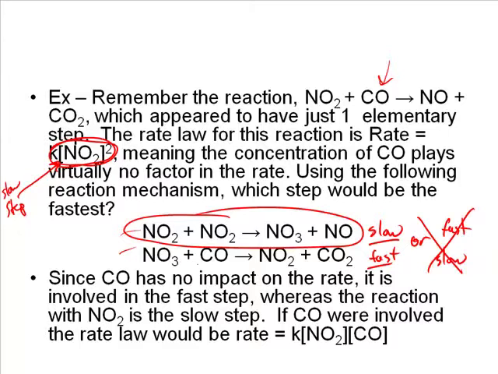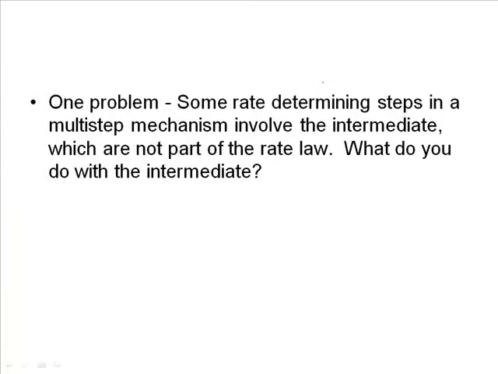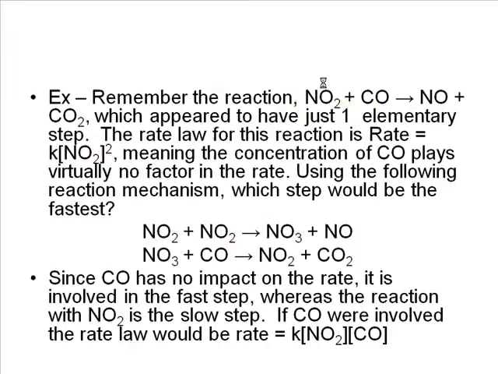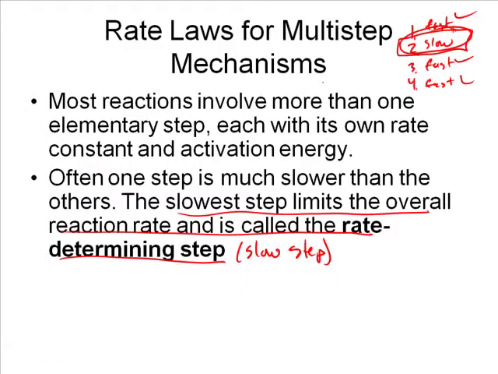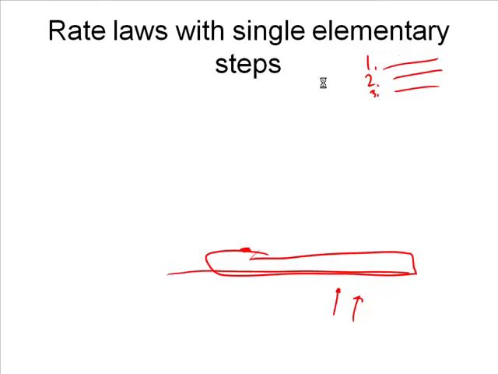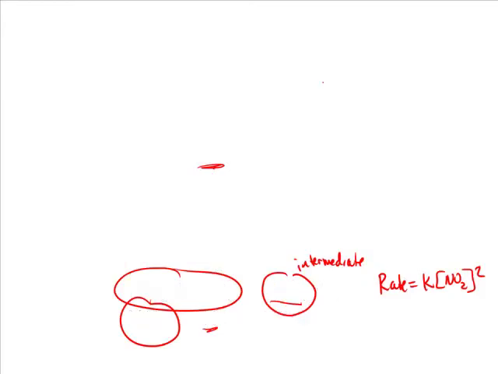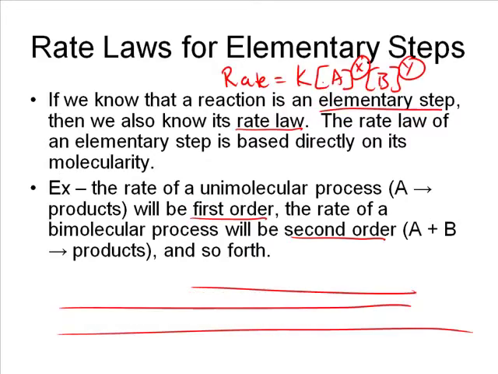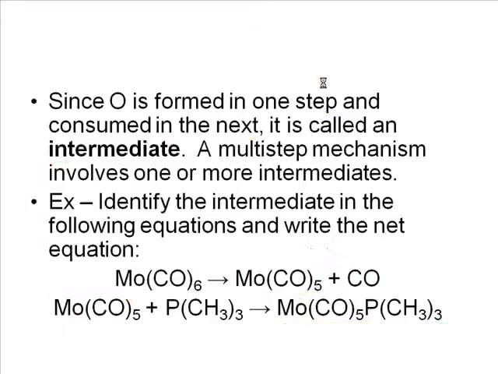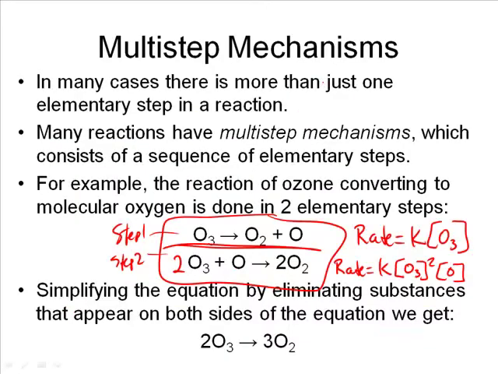If CO were involved, the rate law would involve the carbon monoxide and the NO2. Okay, we've got a problem though. Some rate determining steps in a mechanism involve an intermediate. But intermediates, as we know, do not appear in the overall equation. Just like that one we saw with ozone a while ago, the one that had the oxygen atom in it, in the overall equation we didn't see it. We never see oxygen atoms in there. Here it is right here.